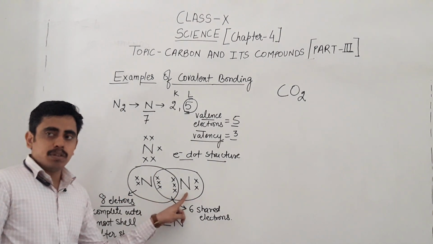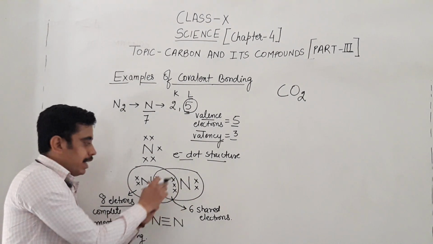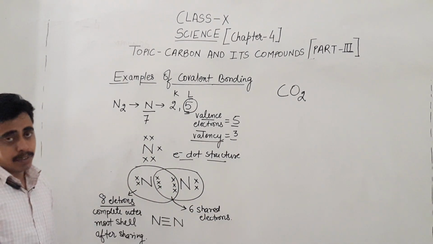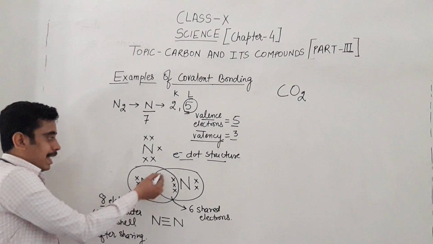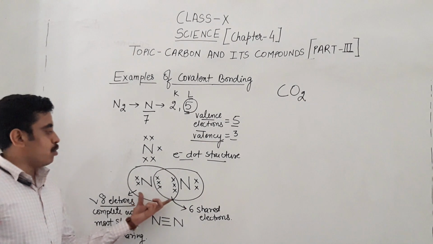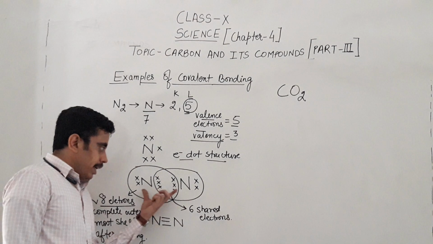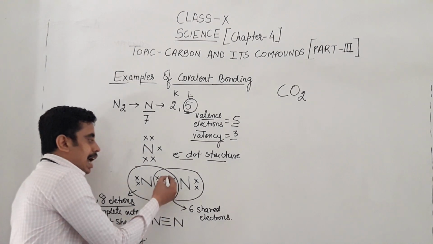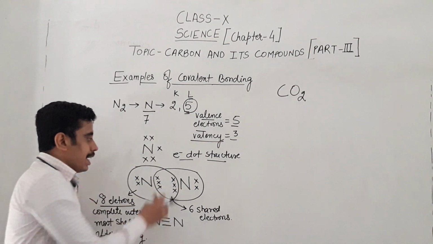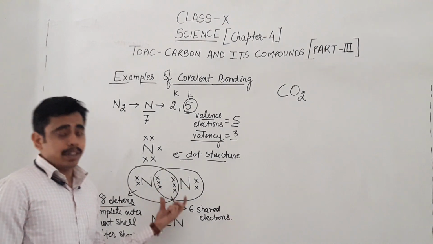Similarly, this nitrogen also has 5 electrons in the outermost shell. It will complete its octet by sharing 3 electrons from the other nitrogen atom, as you can see from here. In the circle of nitrogen, 8 electrons are present, so its outermost shell is completed. In this structure, how many electrons are shared between both atoms? If you look at the common circle of the nitrogen, there are 6 electrons shared between the atoms.